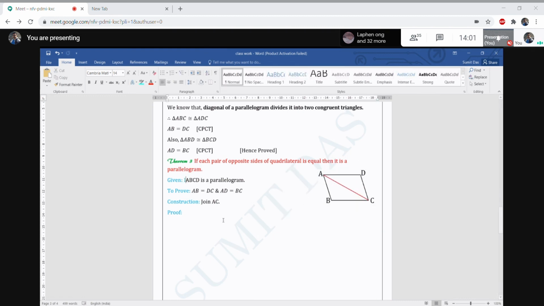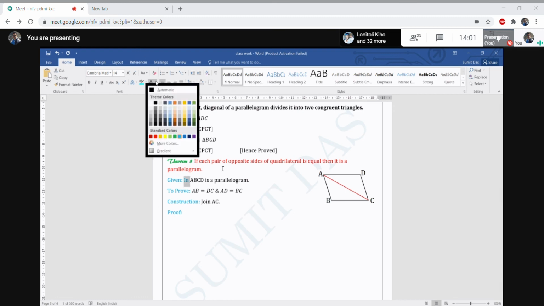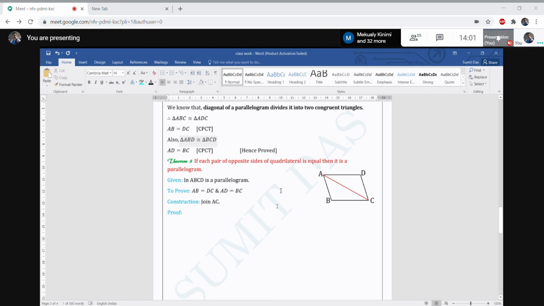So given is, in ABCD parallelogram, opposite, saying that opposite sides are equal, right? AB equal to DC and AD equal to BC. Okay, what we have to prove?